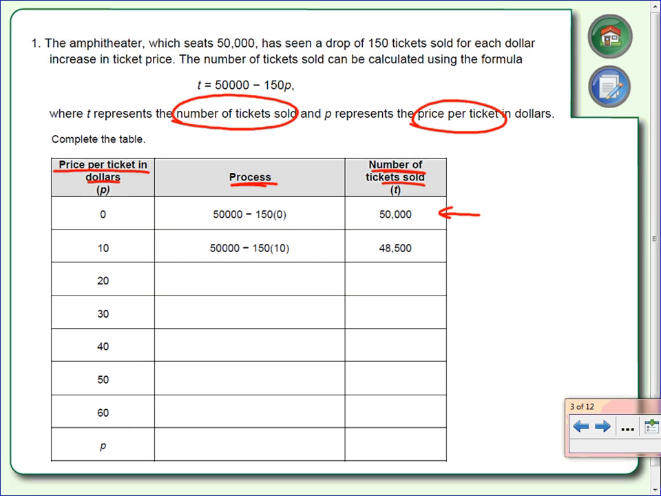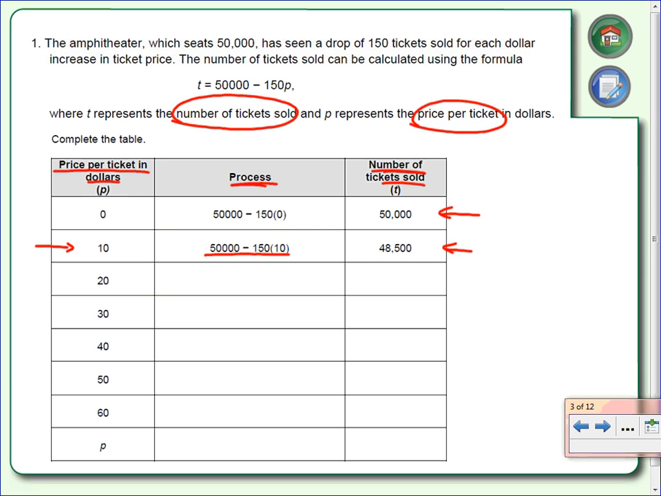But what if we charge $10 for every ticket? How many people do you think we're going to have show up to the concert? Well, in this case, it says that we're going to have 48,500 people show up to the concert if we sell the tickets for $10 a piece. And how exactly did I come up with that 48,500? Here it is. I did 50,000 minus 150 times 10. That's how I came up with 48,500.